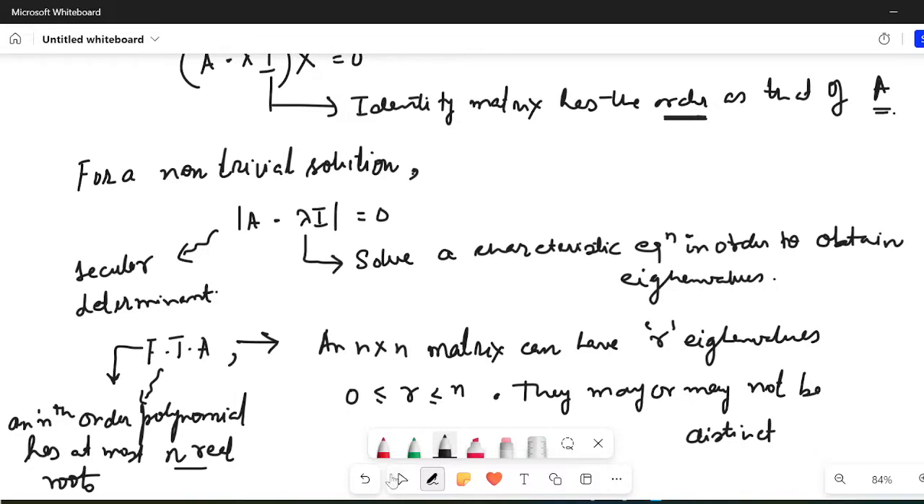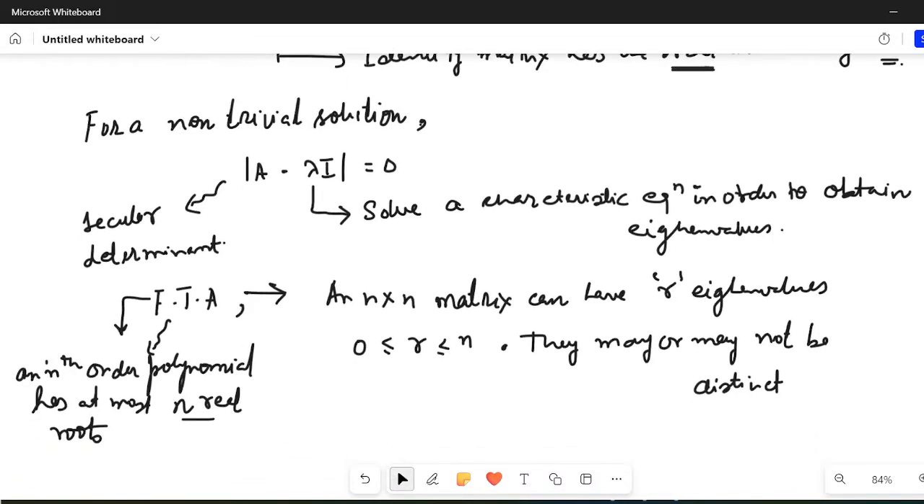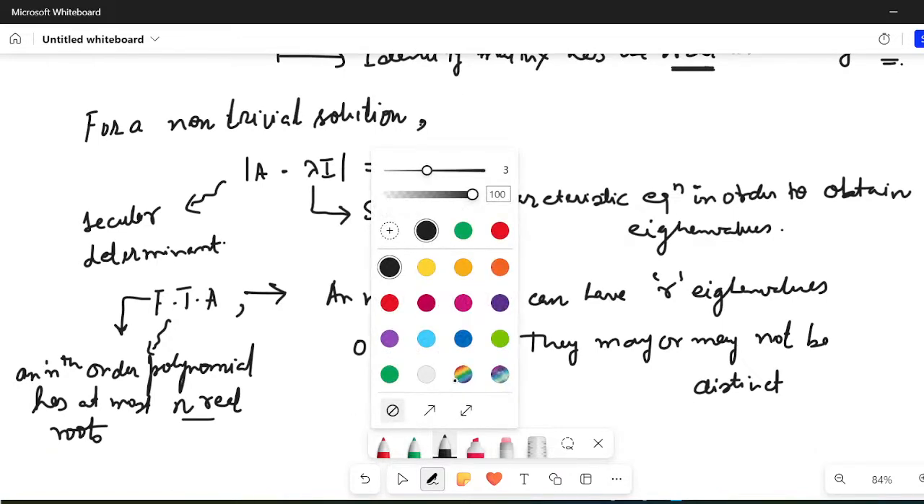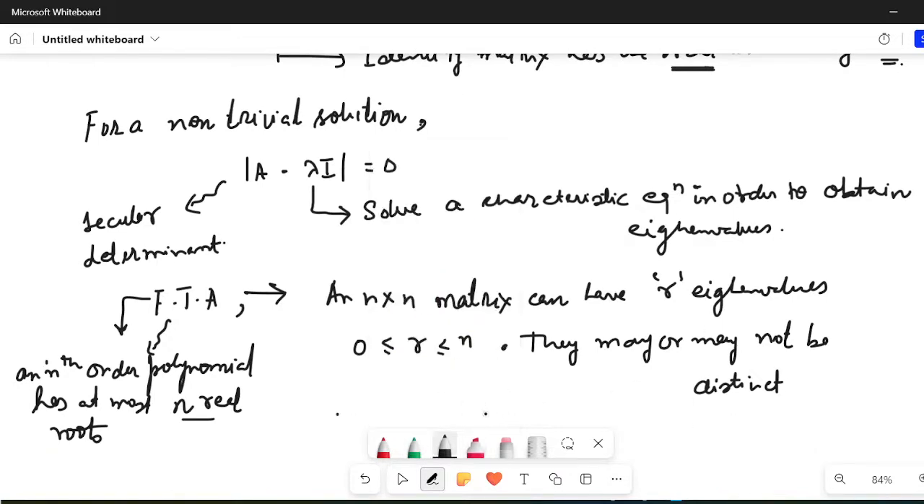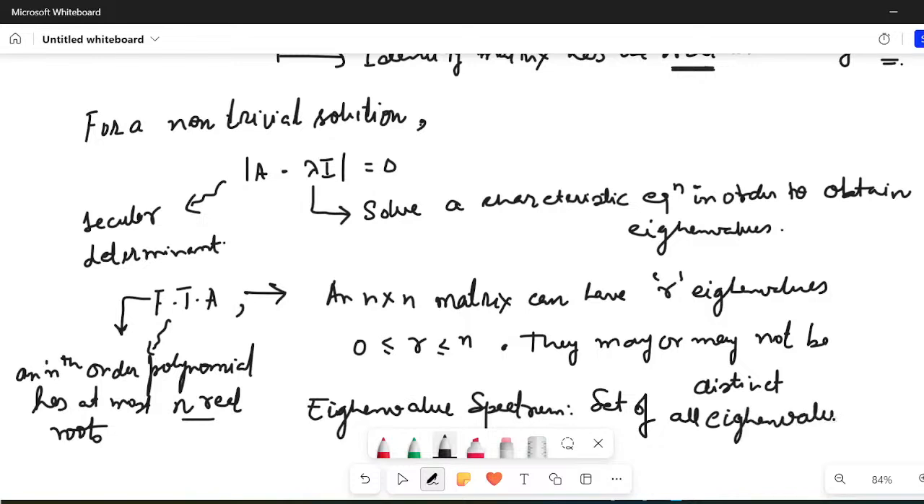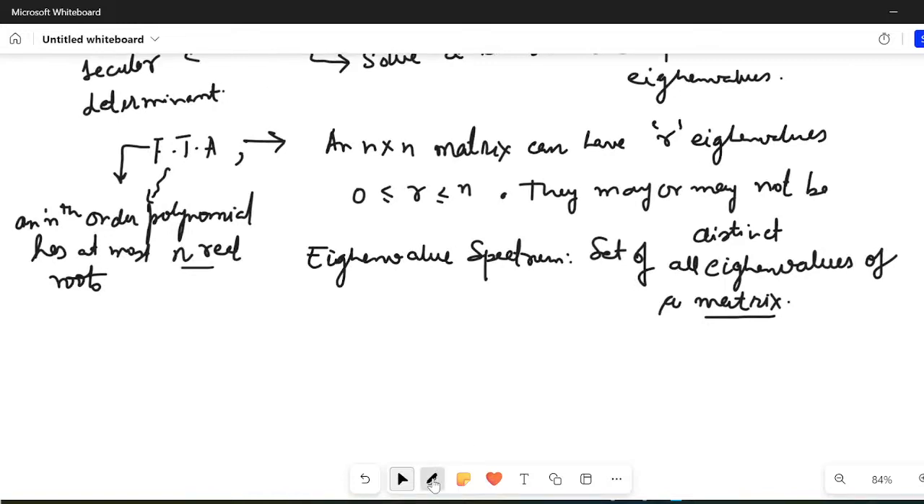Let us write a few more definitions so that you are able to understand. The entire set of eigenvalues that we get is called the eigenvalue spectrum. So what is the eigenvalue spectrum? The set of all eigenvalues of a matrix is called the eigenvalue spectrum.